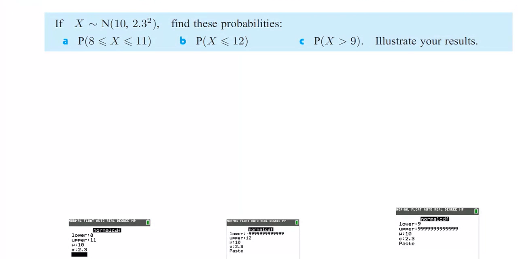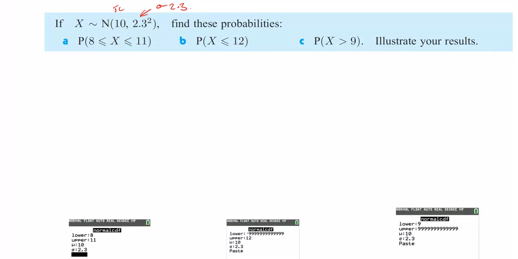So first of all, let's understand the notation here. X is a random variable, and this notation tells us that it is normally distributed. Now, the 10 refers to the mean, right? We've got a mean of 10. And when we say 2.3 squared, that squared is notation that you will always see there. It's referring to the variance, so the standard deviation is 2.3. So we know that the mean is 10 and that the standard deviation is 2.3.